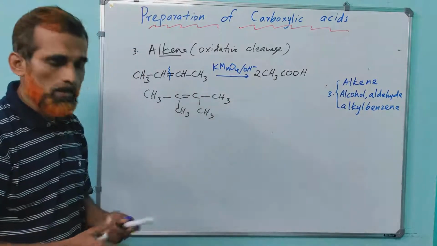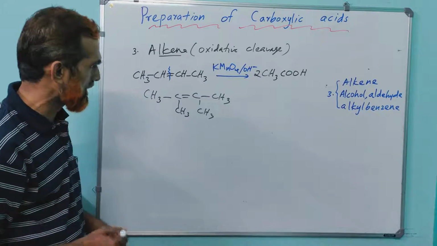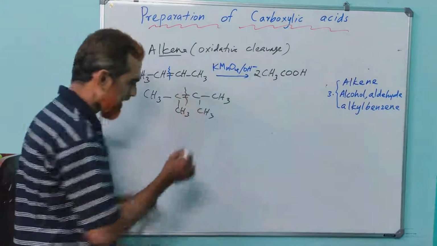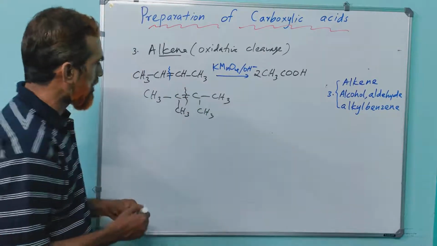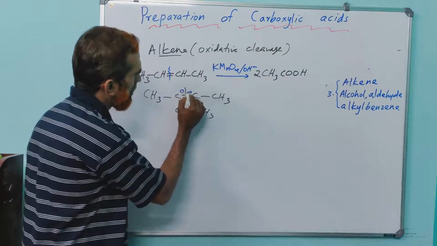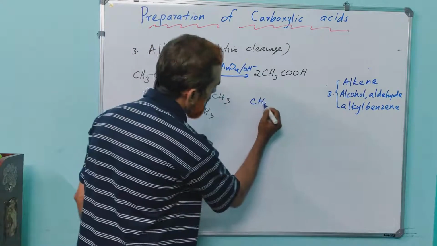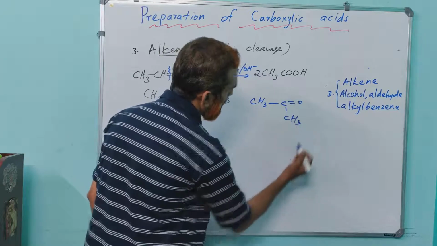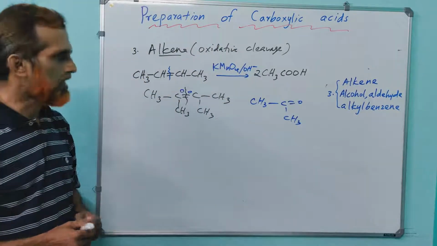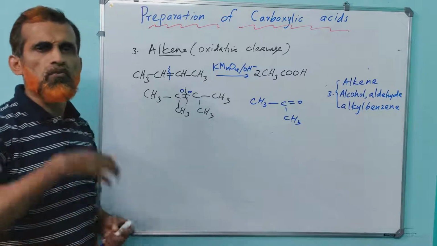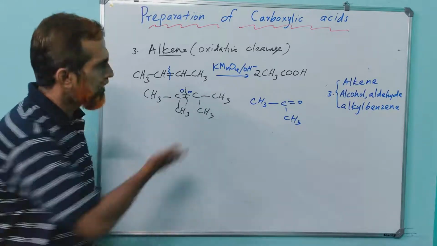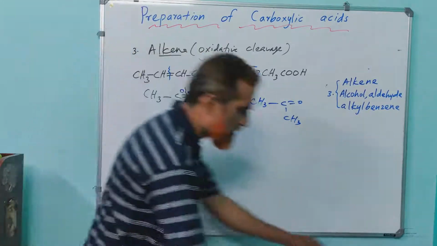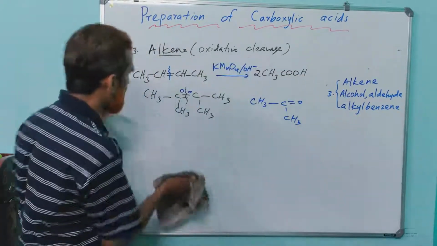This one, if you go for oxidation, oxidative cleavage, this will break here and it would become generally a ketone. That means it will be acetone, CH3CO like this. Generally, if you go for very severe conditions, it may break and get oxidized into carboxylic acid.